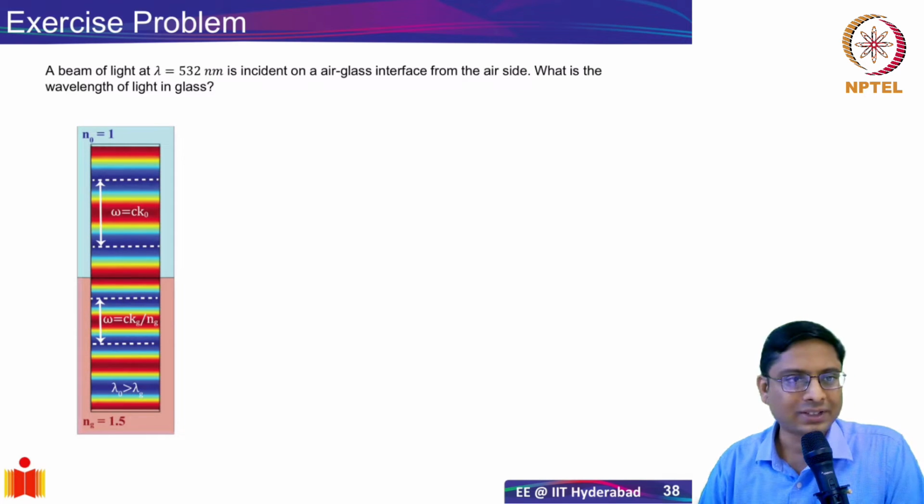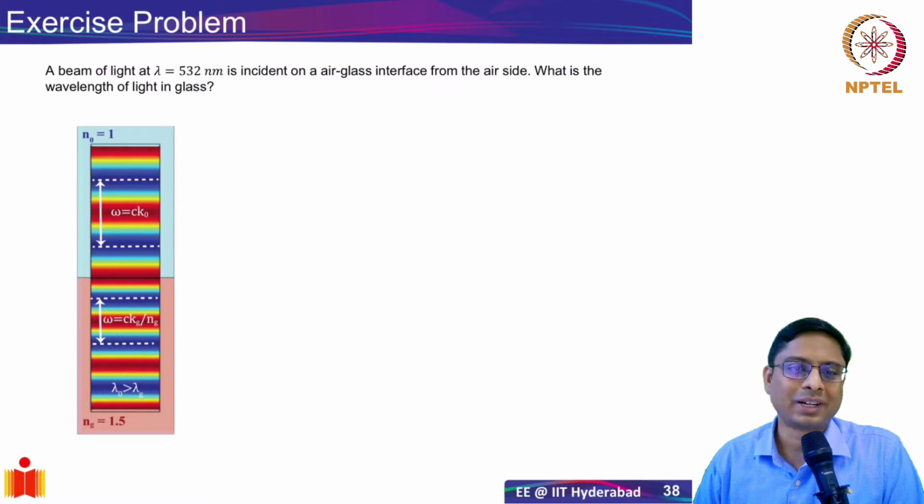The first exercise problem I want to look at is, let's say we have a beam of light with a wavelength of 532 nanometers, which is incident on an air-glass interface from the air side. What is the wavelength of light in the glass?